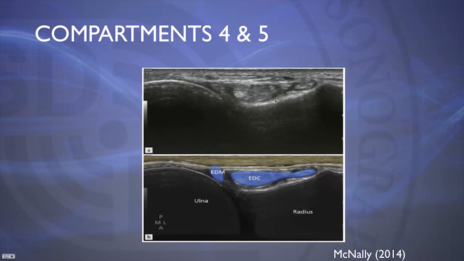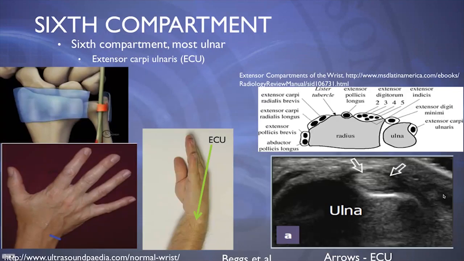Then moving into the 6th compartment, this is the most ulnar, so you may have to rotate your patient's wrist up, so the pinky side is up, pointing up towards the ceiling. This is known as the extensor carpi ulnaris, and this is going to be located in a little groove here on the ulna. You can see it here. It's an actual pretty prominent tendon that you should be able to see if the patient is positioned appropriately. Again, we'll want to look at it from proximal to distal and transverse, and this is going to insert on the base of the 5th metacarpal.